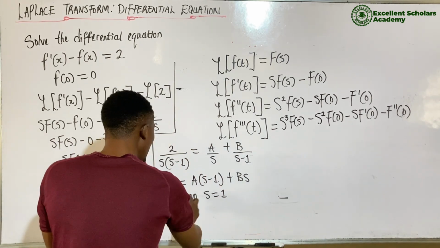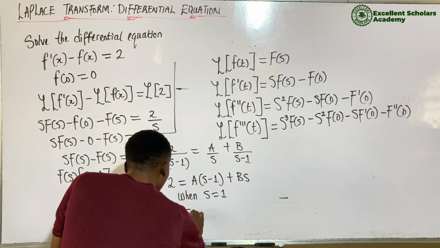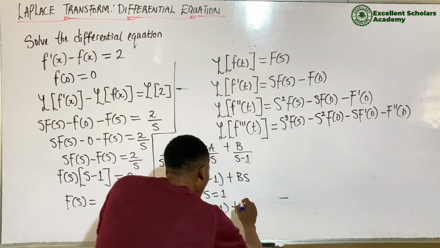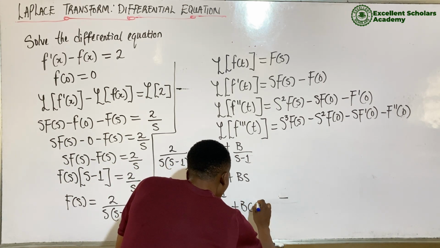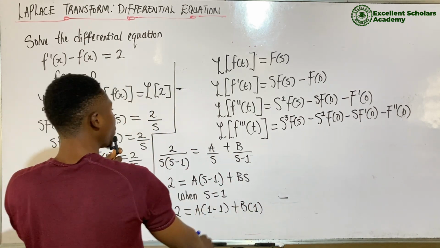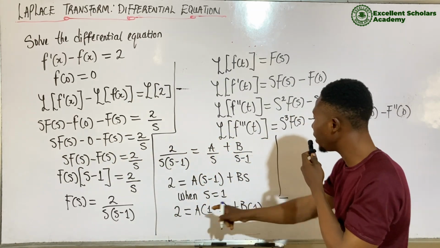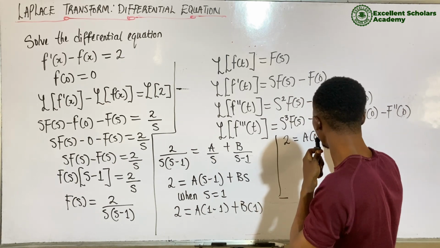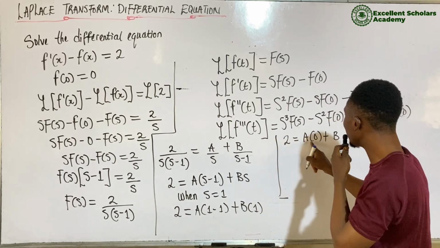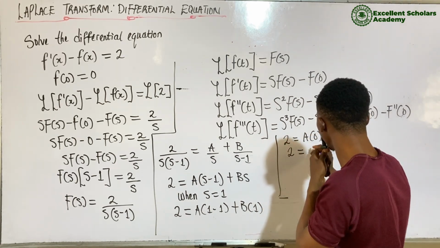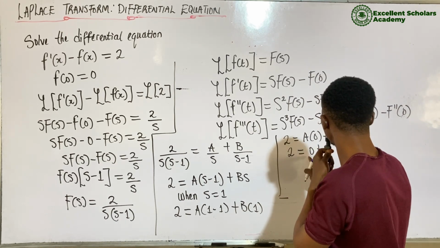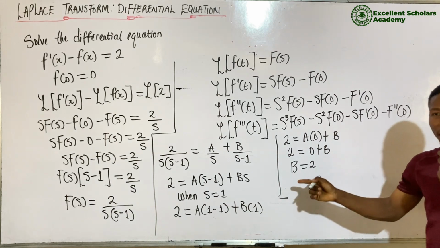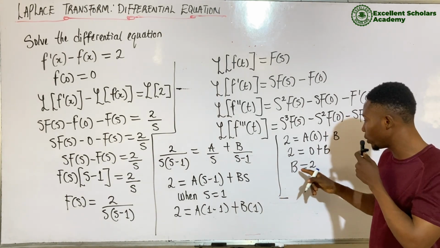So when s is equal to 1, this becomes 2 is equal to a into bracket 1 minus 1 plus b into bracket 1. Okay, now from here, this becomes 2 is equal to a into bracket 0 plus b. Now a times 0 gives you 0, so that gives you 2 is equal to 0 plus b. Now 0 plus b gives you b is equal to 2. So we've gotten b here, so our b is equal to 2.